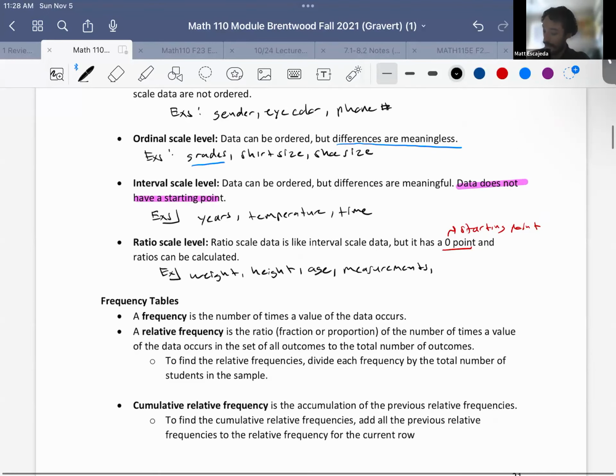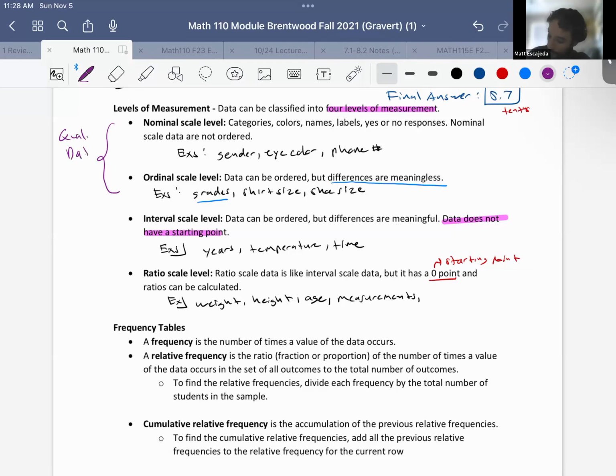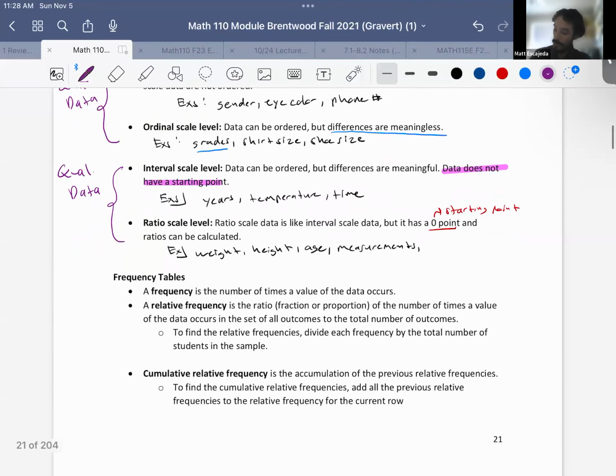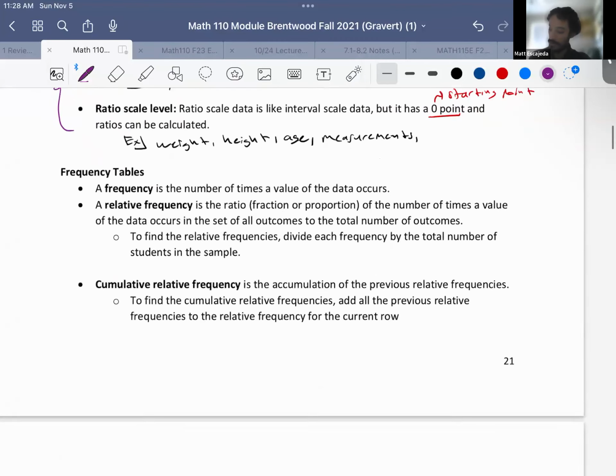If you guys notice, relating to our previous section 1.2, the first two, nominal and ordinal, these are qualitative data. And then the interval and ratio are quantitative data. So if you guys can notice that a bit. But okay, that's it for levels of measurement. So now let's get started on frequency tables.